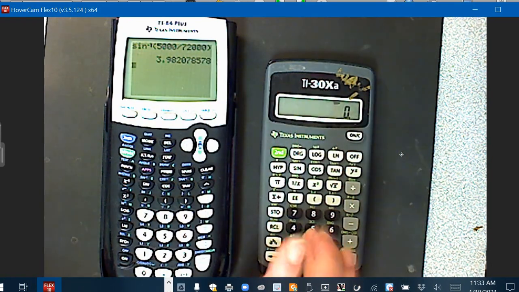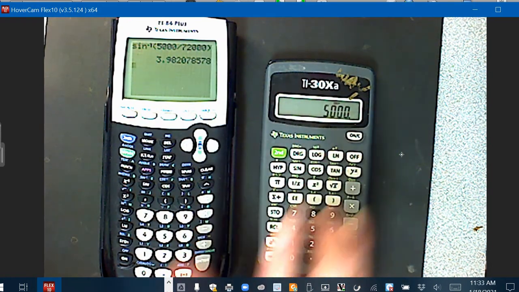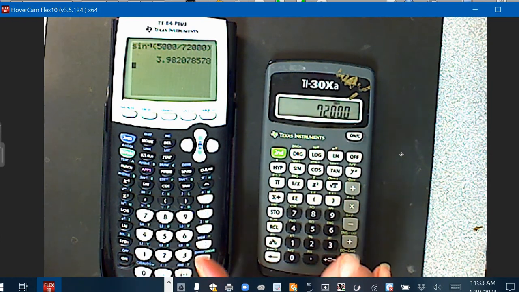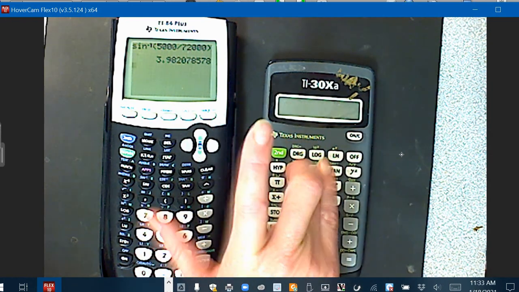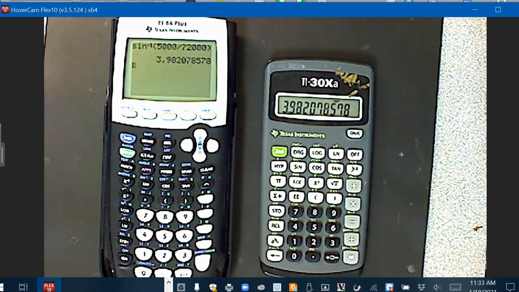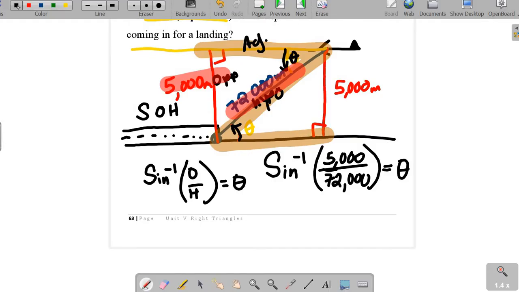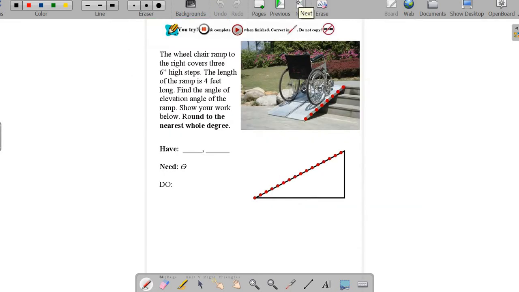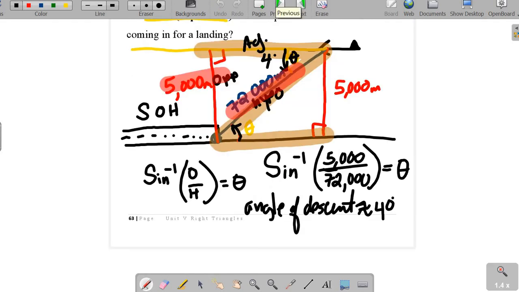Over here, you go the other way. 5,000 divided by 72,000. Second function, sine. Again, 4 degrees. So your theta here, your angle of descent, is approximately 4 degrees.